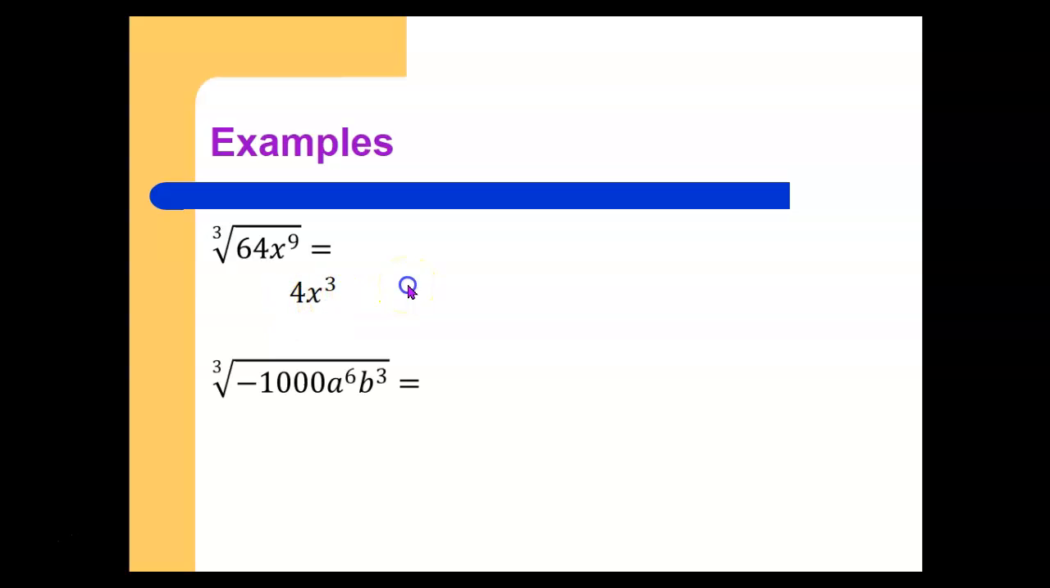The cube root of negative 1000 a to the sixth b to the third power is, we've got the cube root of negative 1000, which is negative 10, times the cube root of a to the sixth, which is a to the 2, times the cube root of b to the 3, which is just b. So our answer is negative 10a squared b.